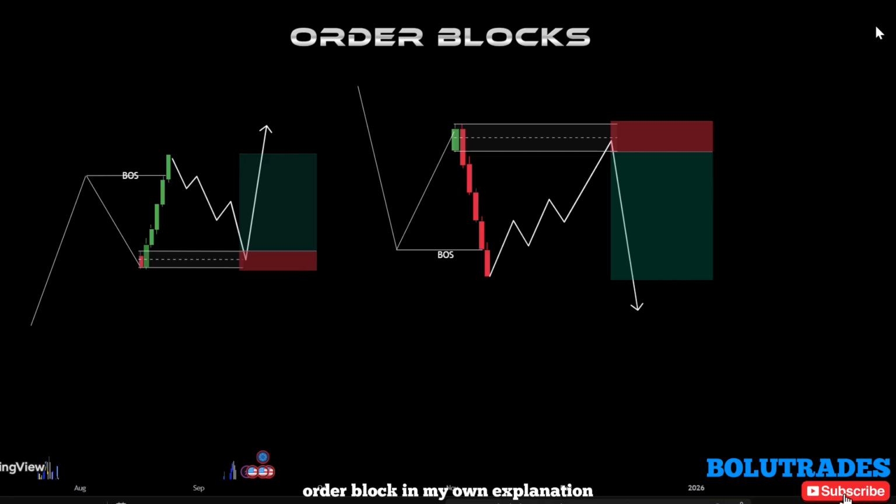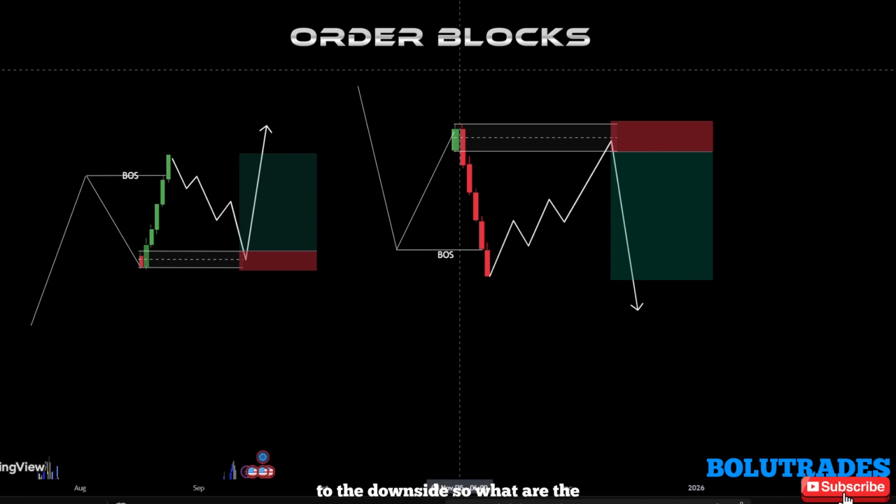Order block. In my own explanation, I will be defining what an order block is. And what is an order block? An order block is an opposing candle before a bullish momentum to the upside, or an opposing candle before a bearish momentum to the downside.